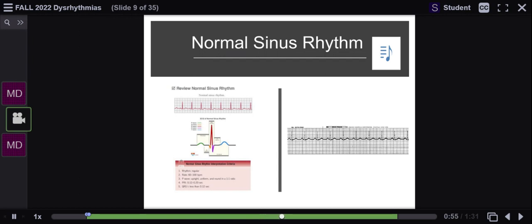So going back, sinus rhythm rate is 60 to 100 beats per minute in adults. The rhythm is regular. QRS shape and duration should be normal. The PR interval should be between 0.12 and 0.20 seconds, and the P wave should be normal and consistent in shape, and it should always be in front of the QRS.